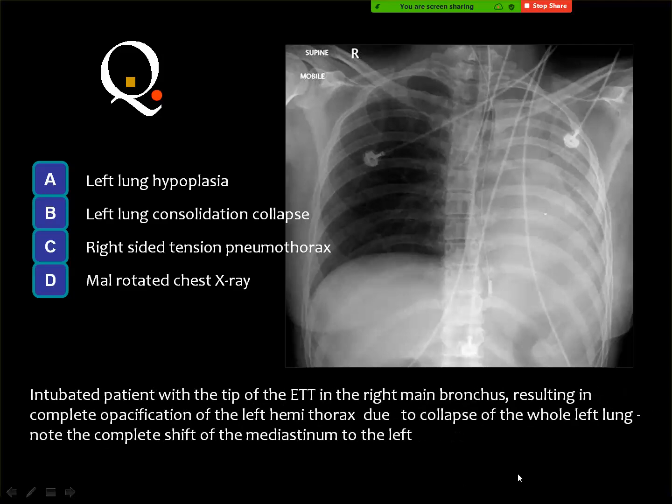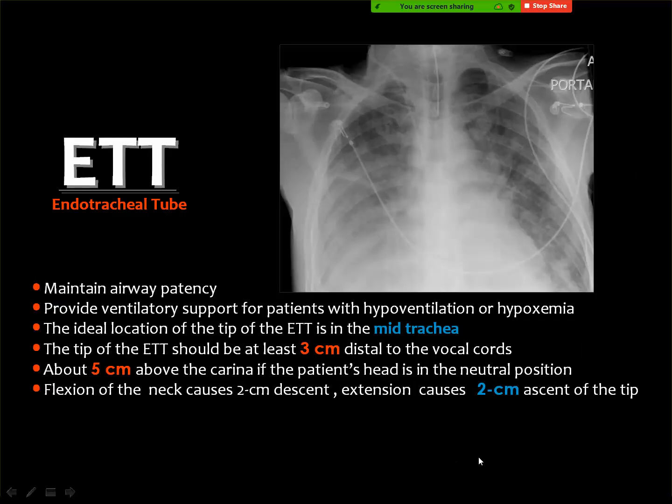And this is one of the ABCs whenever you are interpreting a chest X-ray in the intensive care unit and you see an abnormality in the lung. It is very important and very essential to look for the tubes, because the malposition and the inaccurate position will result in so many complications, as I have mentioned before.